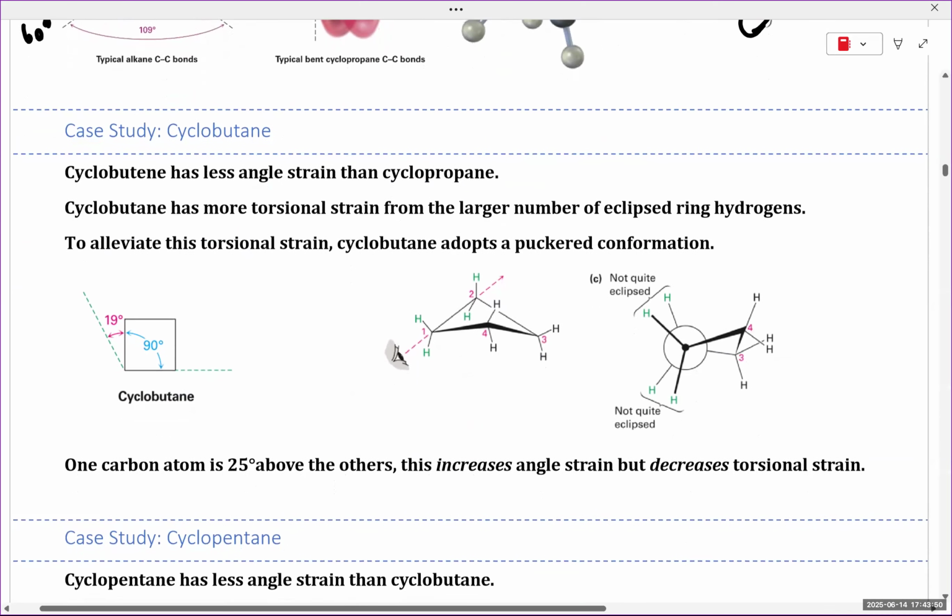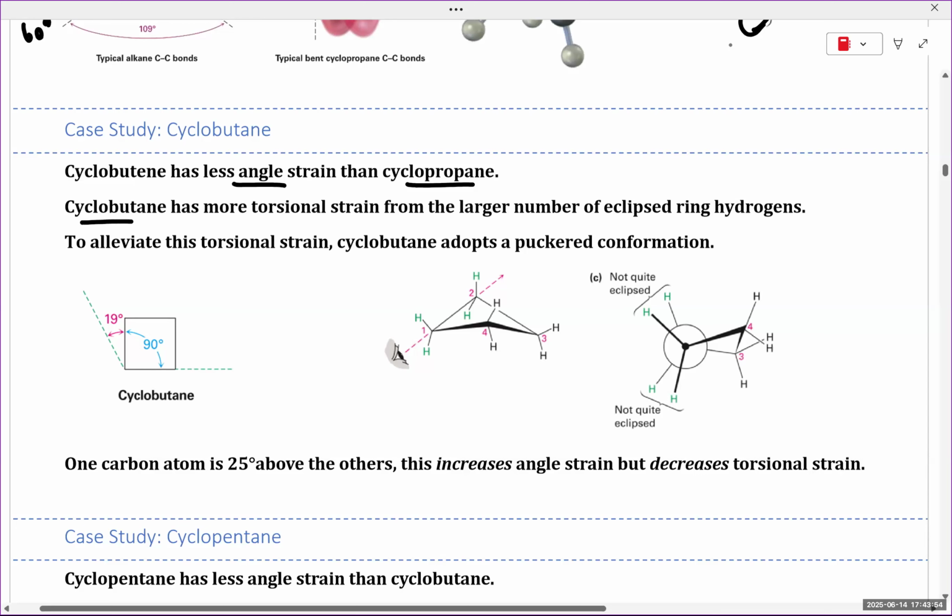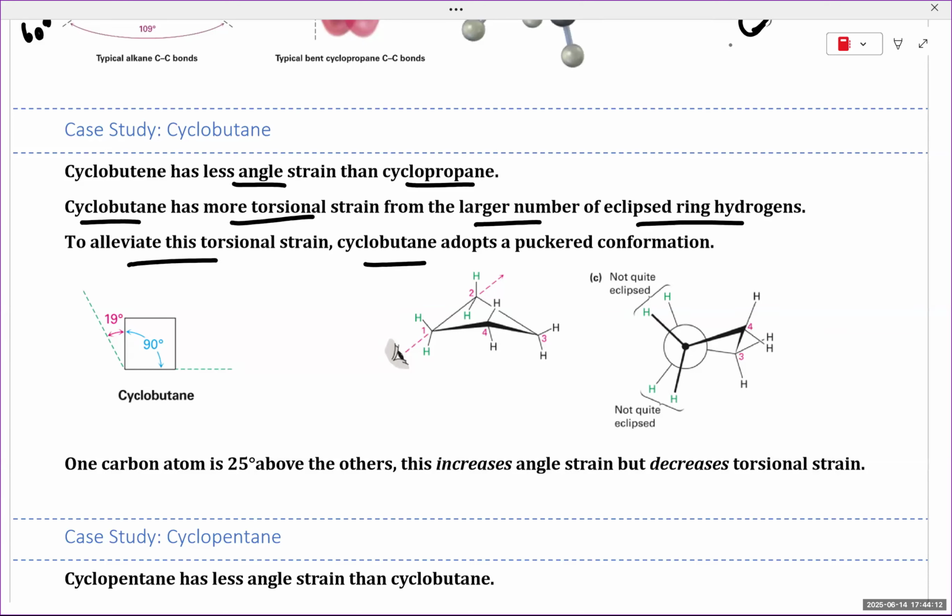When we look at cyclobutane, cyclobutane has less angle strain than cyclopropane, and unfortunately, because we have another carbon in the ring and another set of hydrogens in the ring, cyclobutane has more torsional strain due to the larger number of eclipsed ring hydrogens. To alleviate this torsional strain, cyclobutane adopts a puckered conformation where it bends one of its carbons out of the plane of the page. Why does it do that? If we look at the hydrogens in this puckered conformation, the hydrogens are not quite eclipsed, so we get a weaker eclipsing interaction, which leads to a more stable conformation.